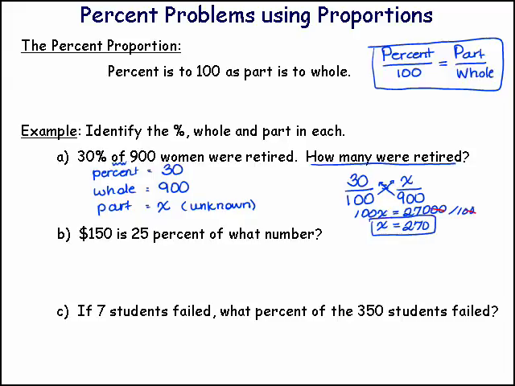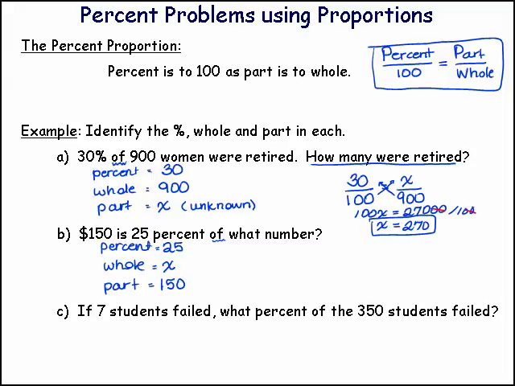Let's move on to part B. $150 is 25% of what number? Again we need percent, the whole, and the part. So what is each item? $150 is 25% of what number? Remember how I said that after the of is usually where the whole sits? Well, the what number tells you that's our unknown, x. We know the 25 goes here, so 150 must be the part. 150 is 25% of what number? It's like taking 25% of a number would give you $150.